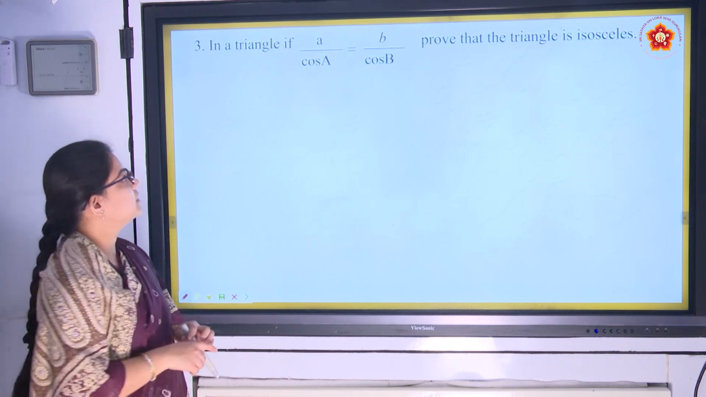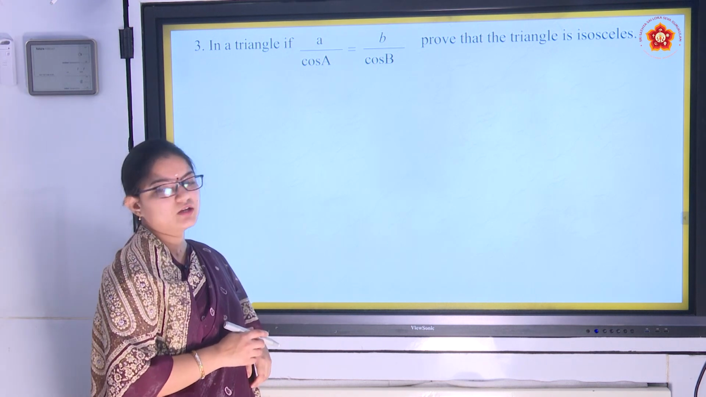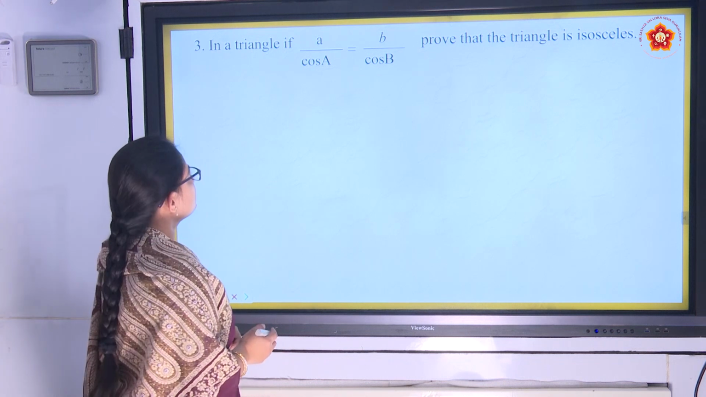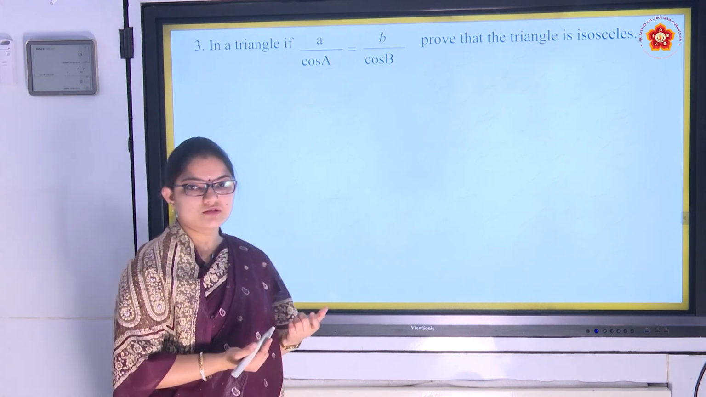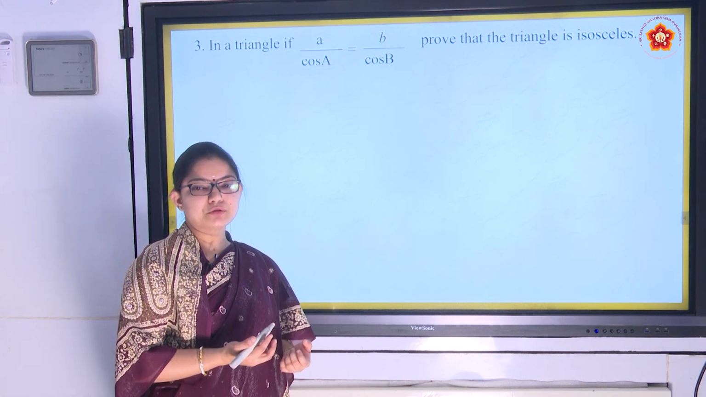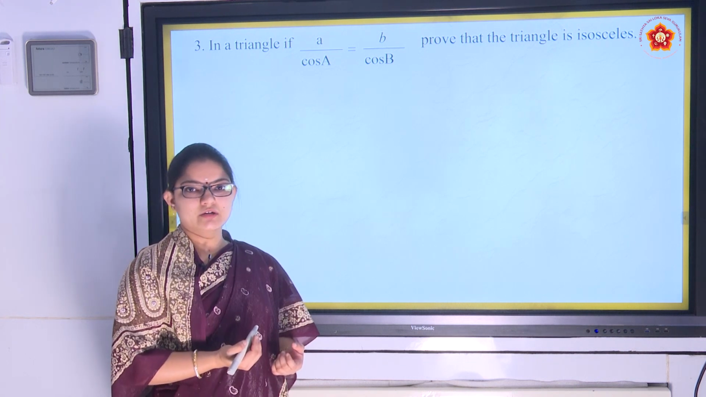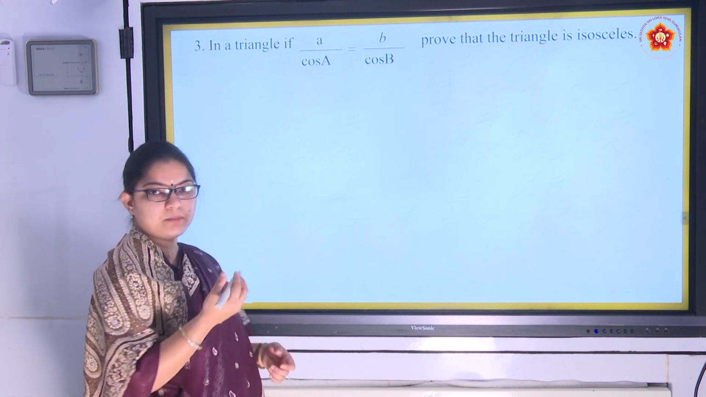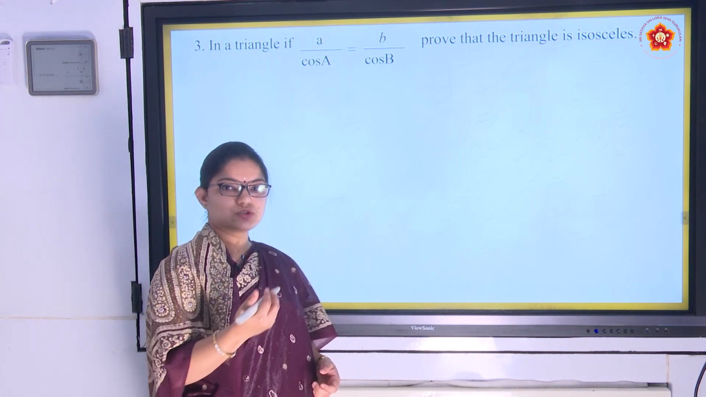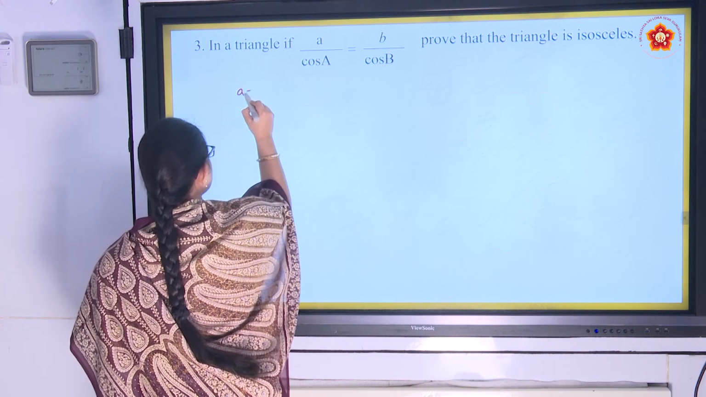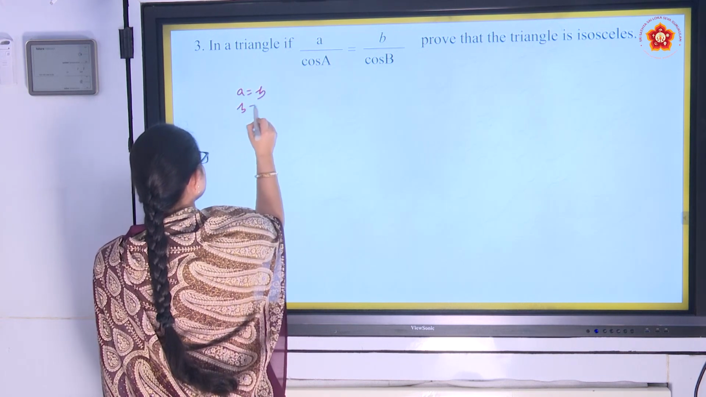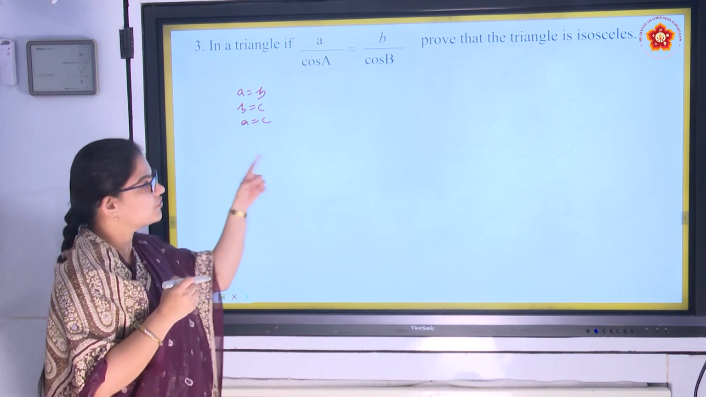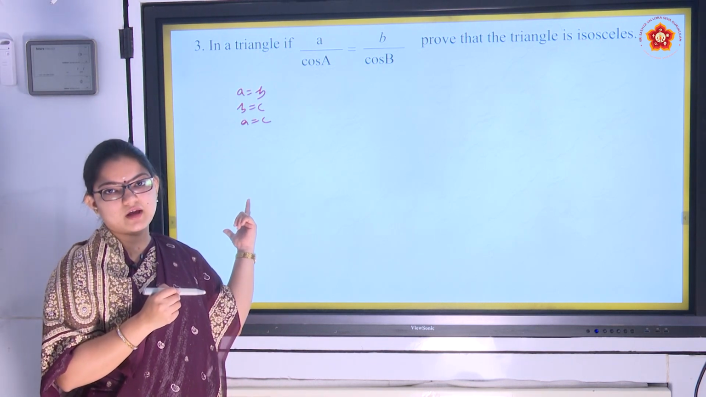In a triangle, if a by cos A is equal to b by cos B, then prove that the triangle is isosceles. So what do you mean by an isosceles triangle? If any two sides are equal, then we can call the triangle isosceles. So here the sides are small letters a, b, c. Either we have to prove a is equal to b, or b is equal to c, or a is equal to c. If you prove any of these, we can say it is an isosceles triangle.